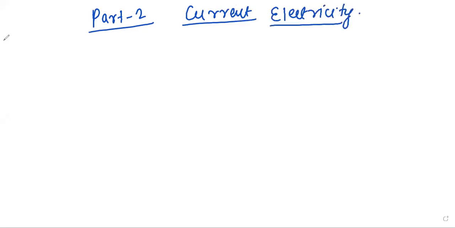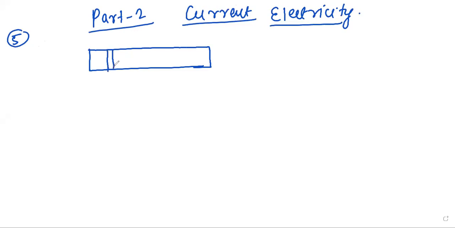So the fifth question. The color code of the resistance is given below. The resistance is made up of different colors. It contains yellow, next one is violet, after that brown, and next is gold.